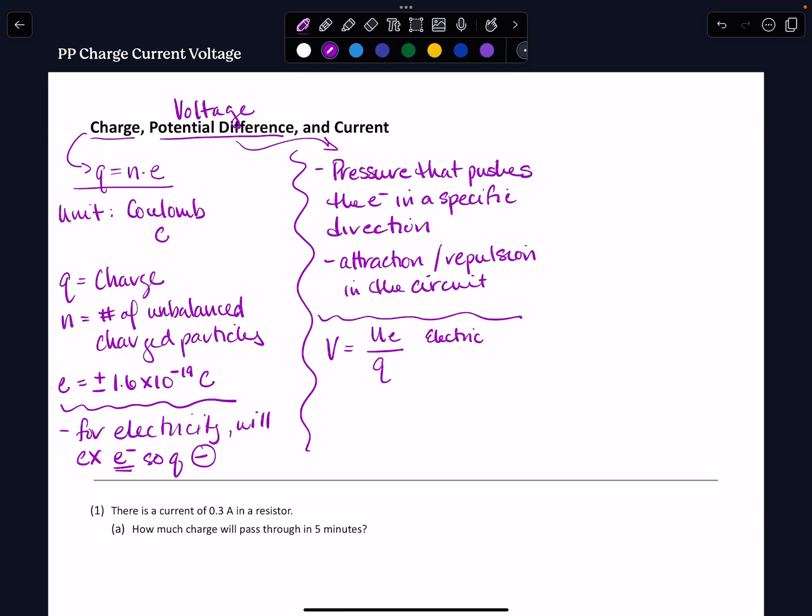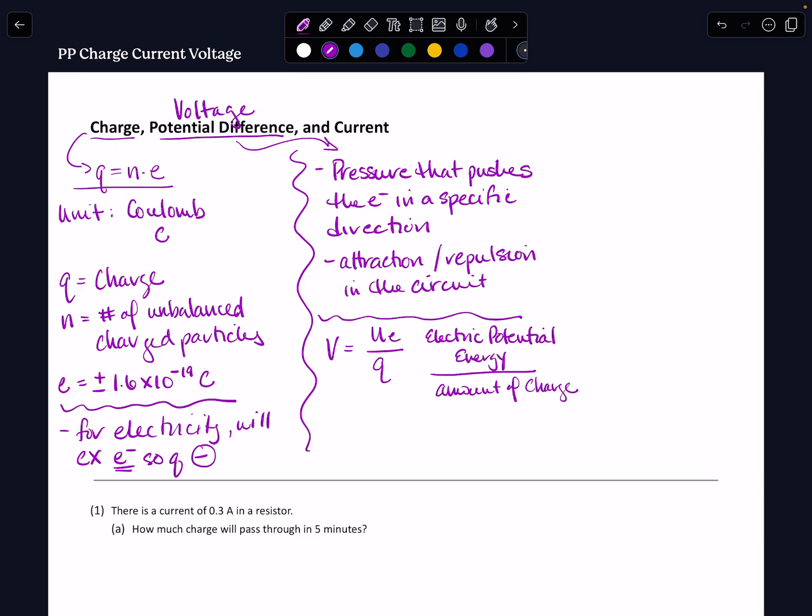Electric potential energy, and we need to divide that by the amount of charge. That electric potential energy is similar in concept to gravitational potential energy.